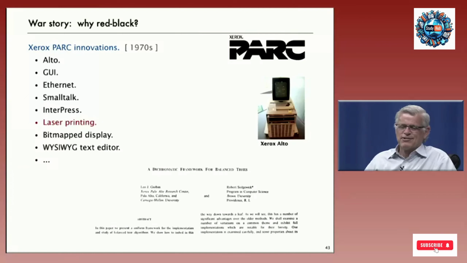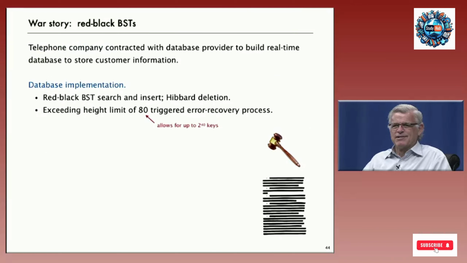But one of the things that was invented there was laser printing. And we were very excited to have nearby a color laser printer that could print things out in color. And out of the colors, the red looked the best. So that's why we picked the color red, to distinguish red links, the types of links in 3-nodes. So that's an answer to the question for people that have been asking.